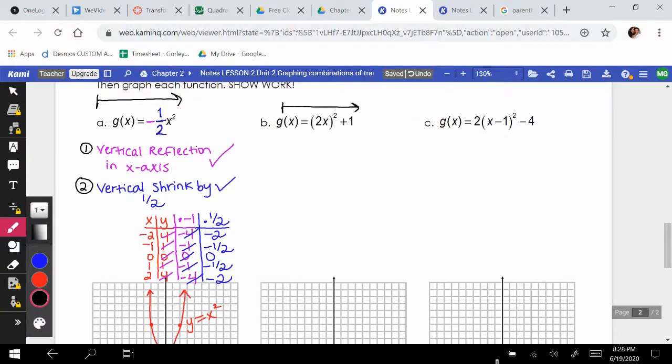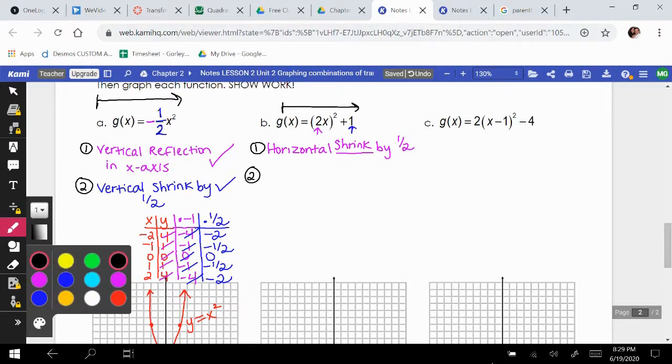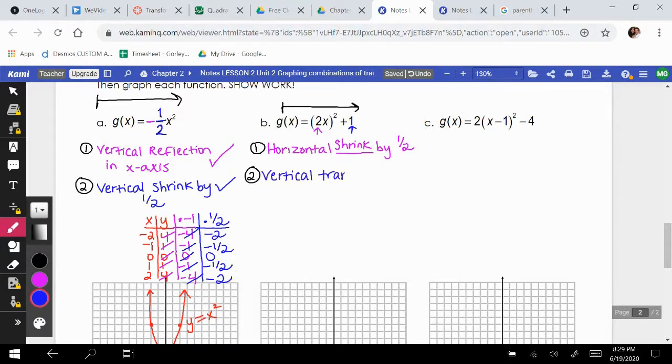Again, we're working from left to right. Number 1, the first thing I see is the 2. It's inside parentheses, so I know that it's horizontal. Horizontal blank by the reciprocal would be 1/2. So I'm going to fill that in with shrink. Okay, then we've got this +1. That is outside of parentheses, so I know that it's vertical. So I'll say it's a vertical translation. That would be up 1.